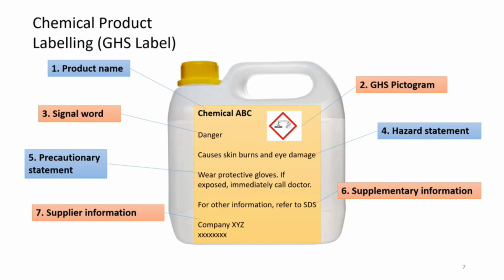It can include the general precaution, how to prevent incident, how to respond to an incident, how to safely store and dispose of the chemical. Supplementary information provides additional useful information on the chemicals. Lastly, supplier information typically includes the name, address, and phone number of the supplier.